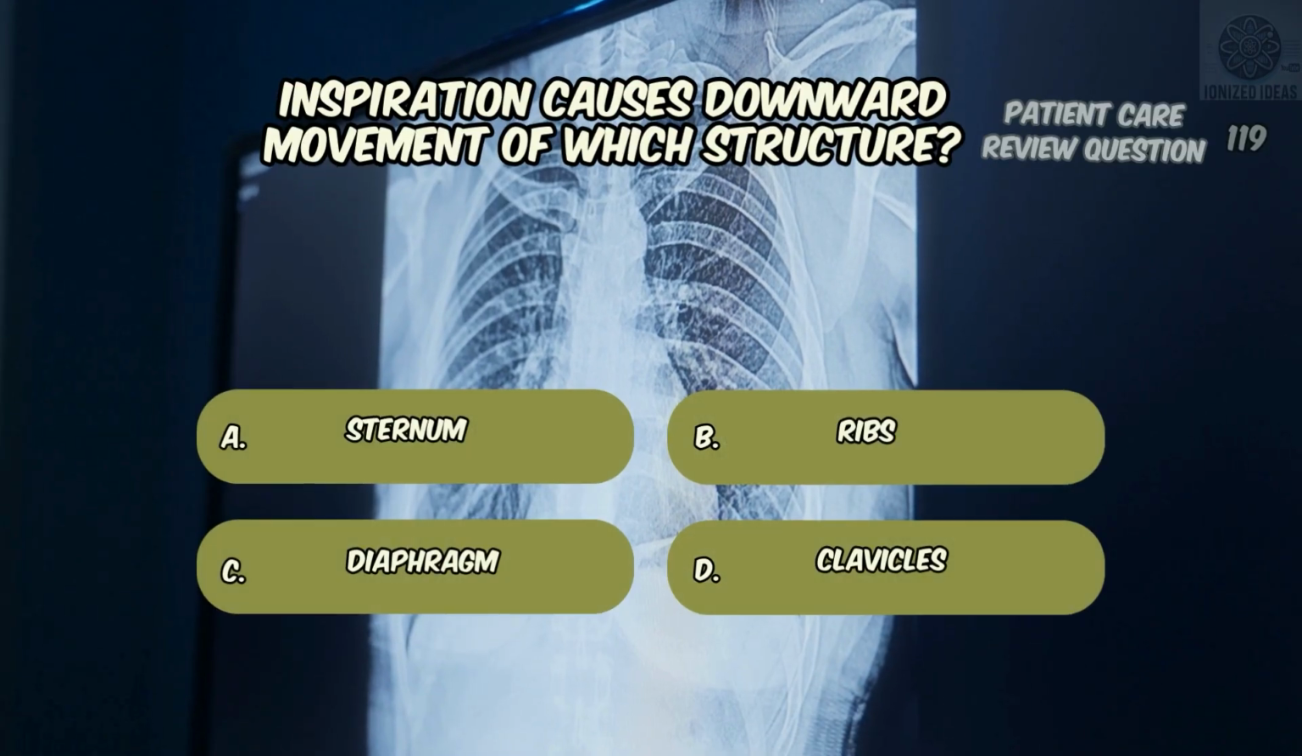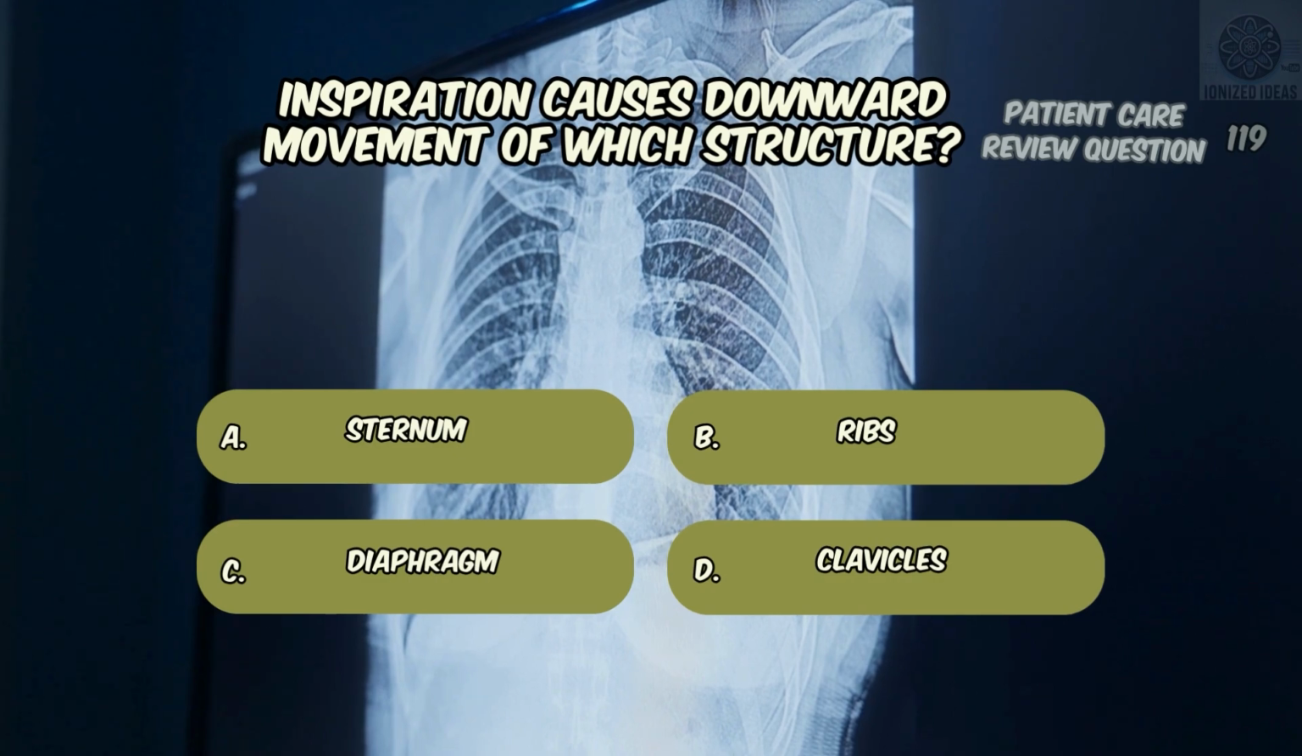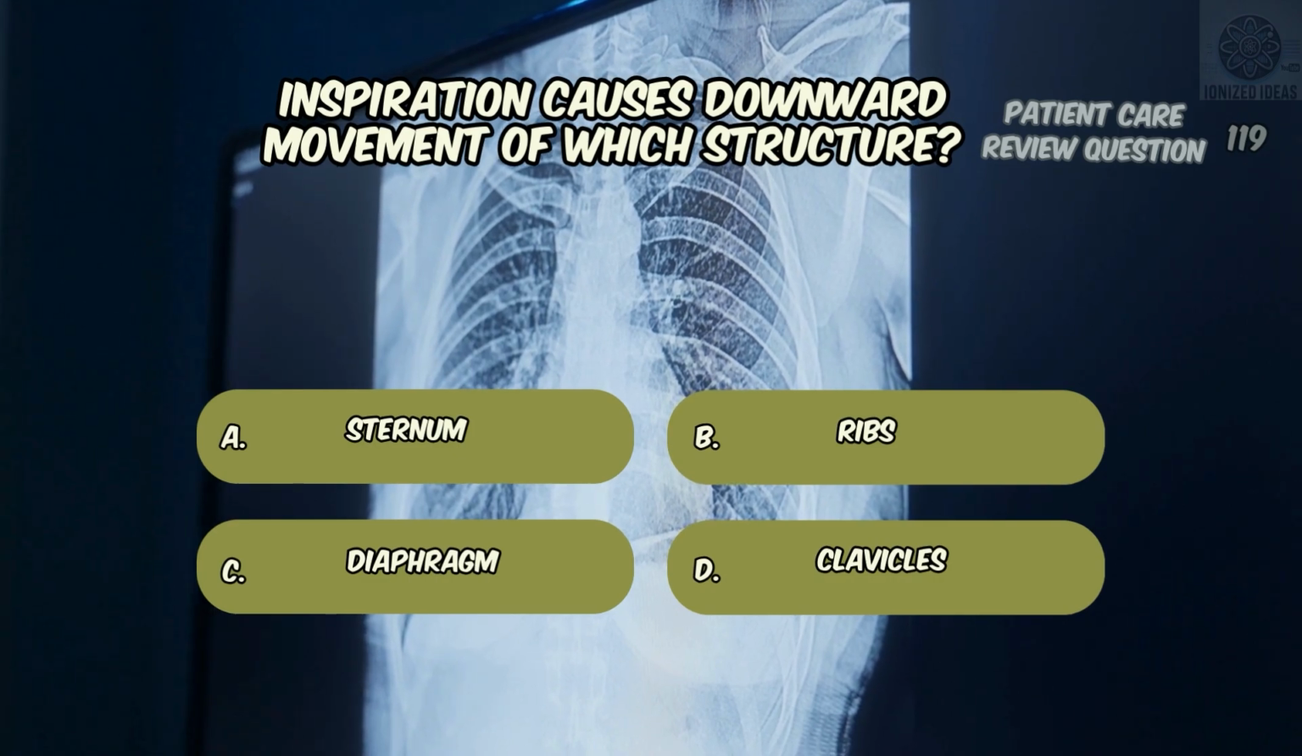Inspiration causes downward movement of which structure? A. Sternum. B. Ribs. C. Diaphragm. D. Clavicles.